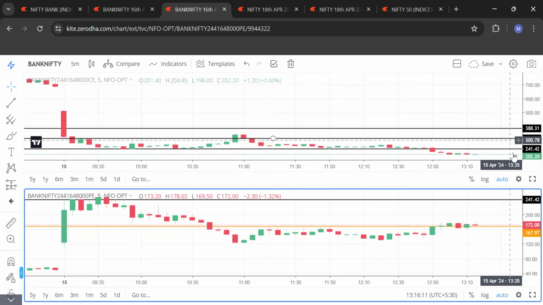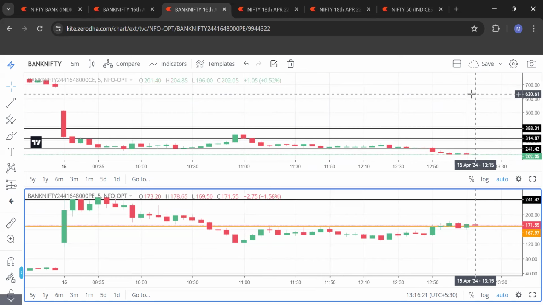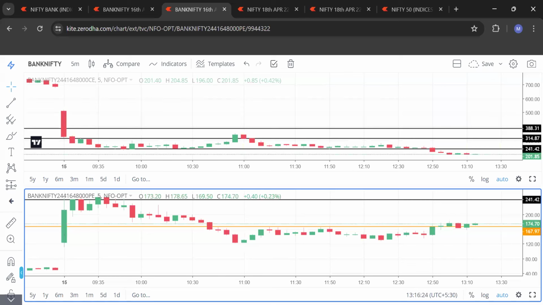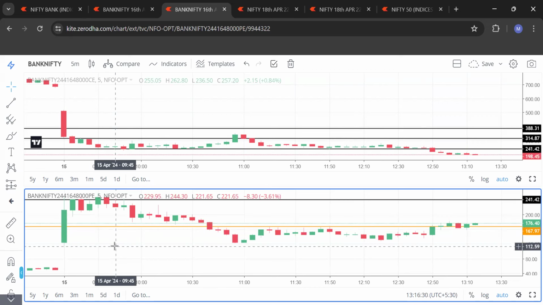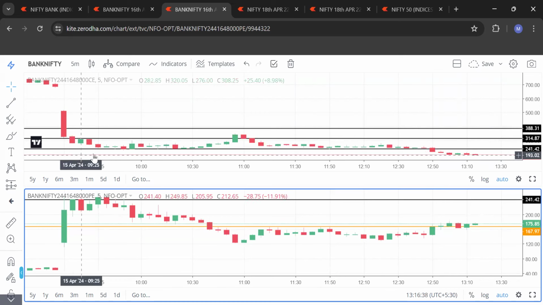Now see, 314.87 is the median. You could find the median over here also, but you cannot draw it. And then as per the calculation, we got the upper level and lower level. The upper level was 388.31. Lower level was 241. Just see, it exactly took resistance at 241. This is a center line. This is a south pole and this is north pole.